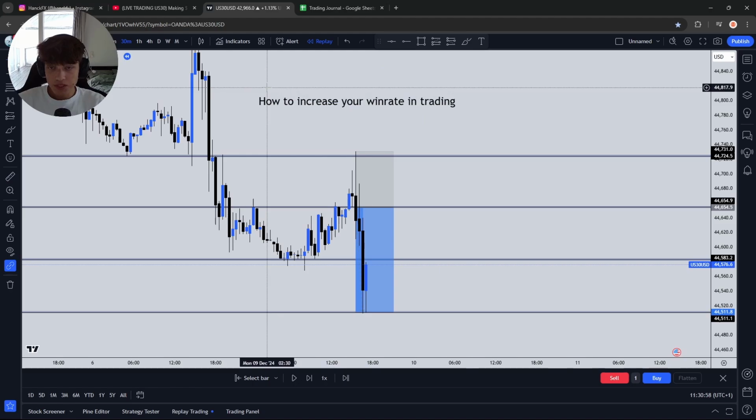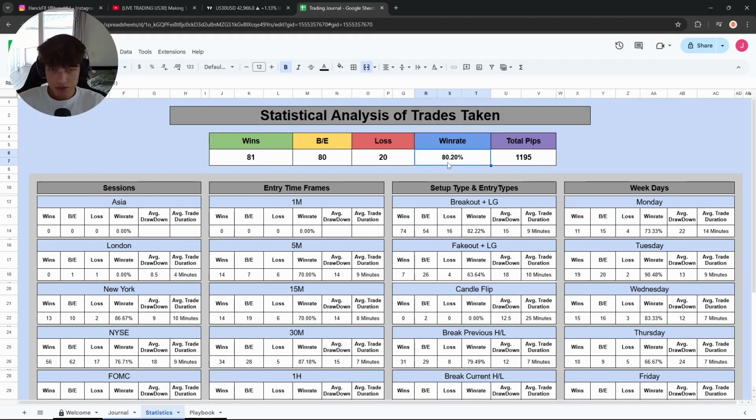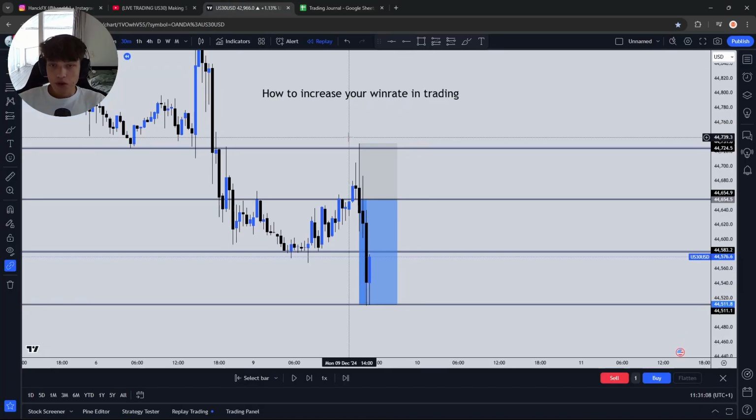Trading and how specifically I went from a 57% win rate to about an 80% win rate. So it hovers now at around 80 to 81%. And yeah, I'll also be going over a trade I actually did take.